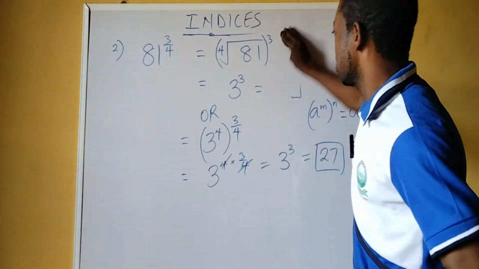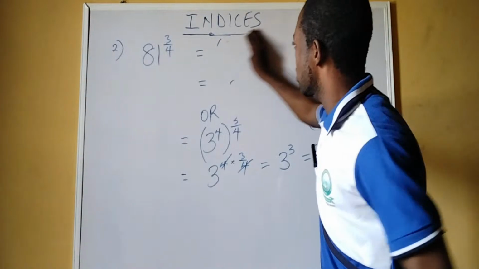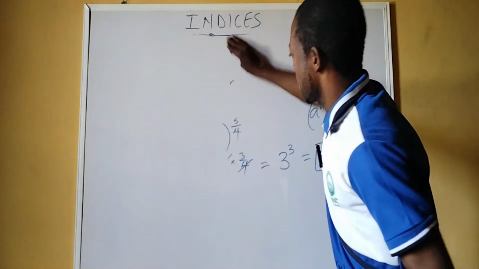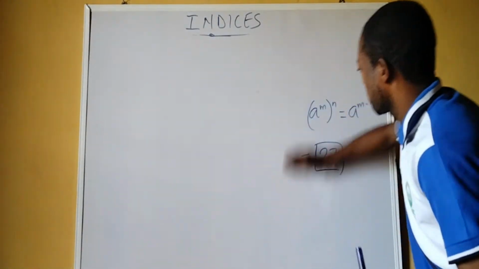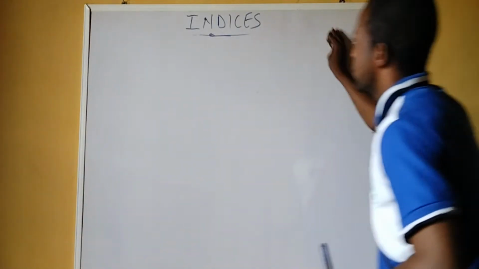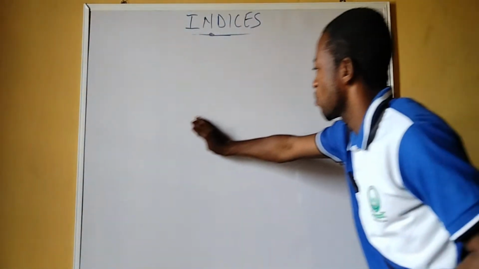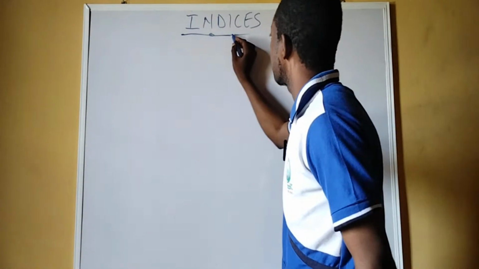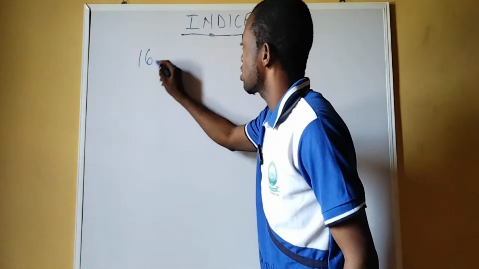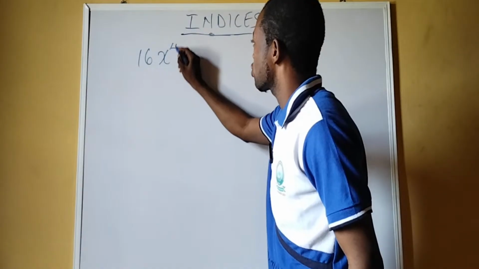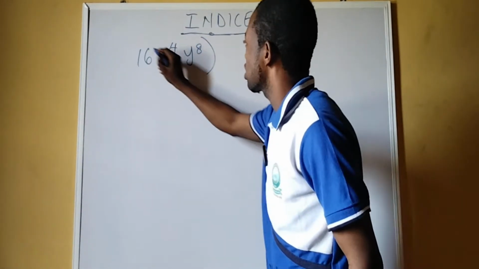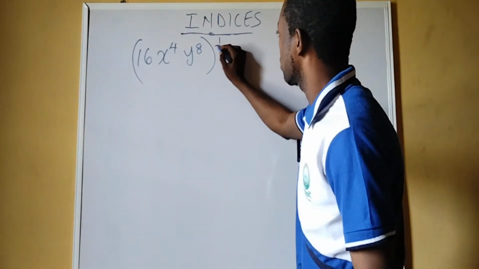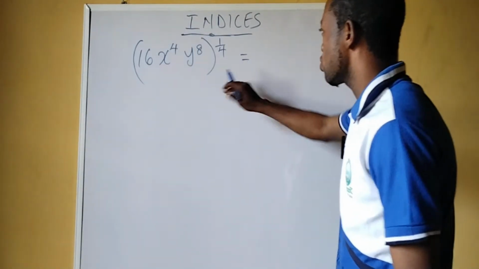So let's look at the next one, which is number 3 here. Also, we have simplify 16x raised to power 4, then y raised to power 8, then all raised to power 1/4. So now we want to simplify this.